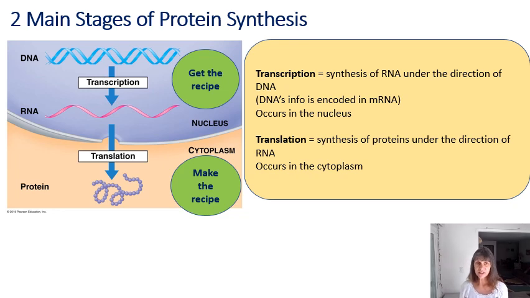The second step is when the instructions that have been written down on the RNA strand are going to go through the nuclear pore, where they will go to a ribosome and form a protein. So transcription, or the writing down of the instructions, occurs in the nucleus. Translation, where those instructions are literally translated into a protein, is going to occur in the cytoplasm, specifically at a ribosome.